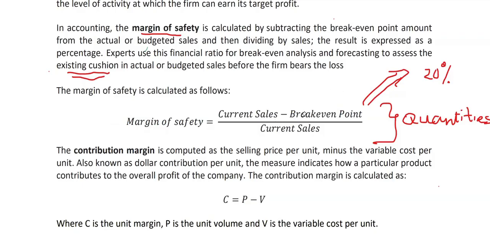Current sales quantity minus break-even sales quantity, all over current sales quantity. If that figure is 20%, it means that your current sales provide you with a cushion or buffer of 20% over and above the break-even point. So you can afford to have a decline in sales of up to 20% and still not be in a loss-making position.